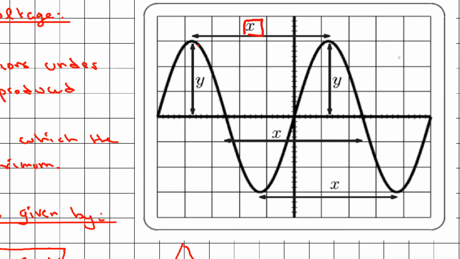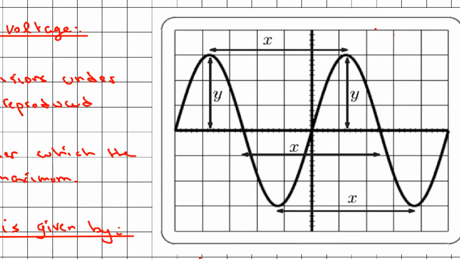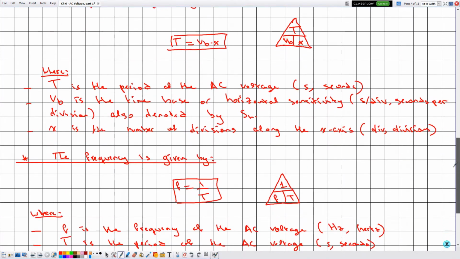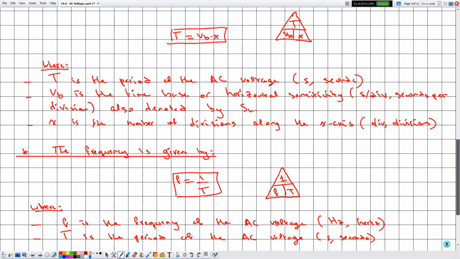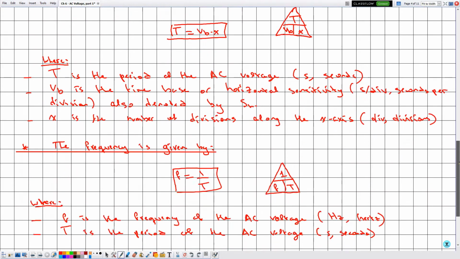For this, we can define the period. The period is the time taken for the voltage to repeat itself, whereas the frequency is the number of repetitions that the voltage performs in 1 second. Okay, so later we will discuss more what is meant by the period and the frequency. So now let's take them as follows.